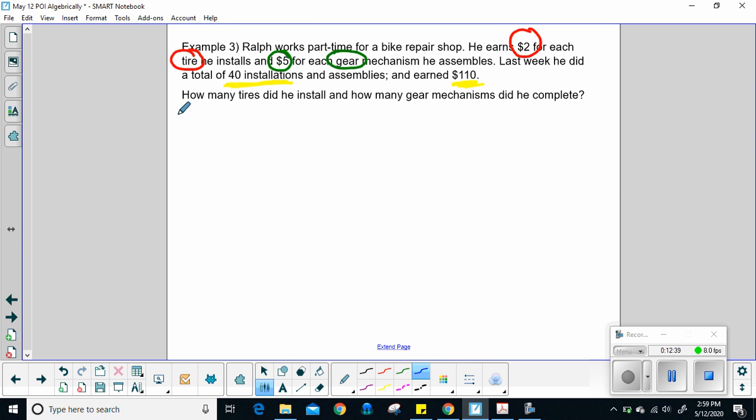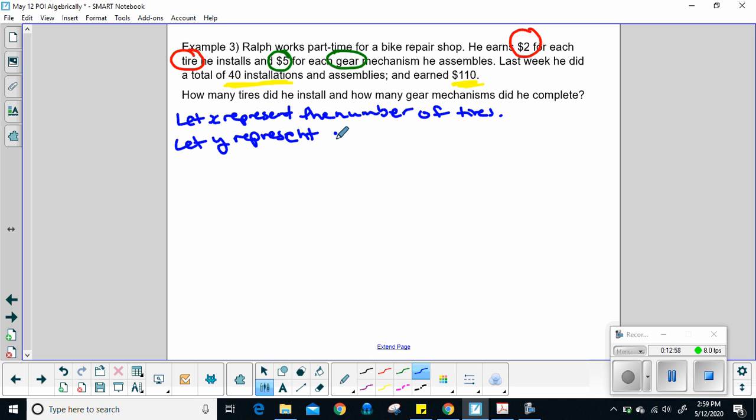I'm going to say let x represent the number of tires, and I'm going to let y represent the number of gears. So if I do that, then I know that if I have my tires and my gears, add them up, I'm going to have 40 installations. So that right there is equation number 1.